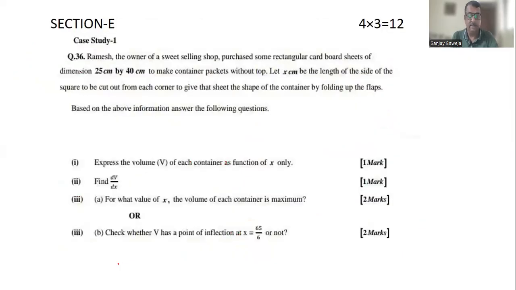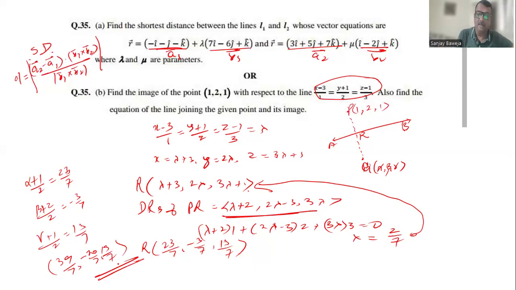It was a slightly tricky question, you need to know a lot of things. You need to know that the direction ratios of two perpendicular lines have a dot product of 0. You must know these things.